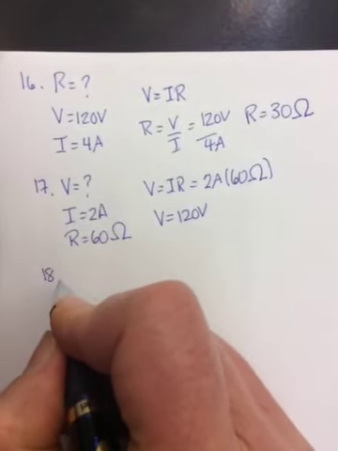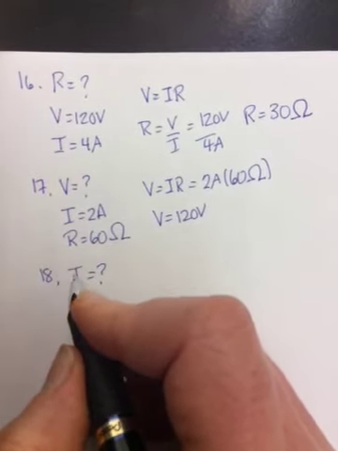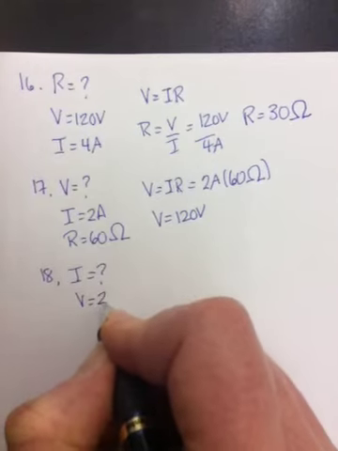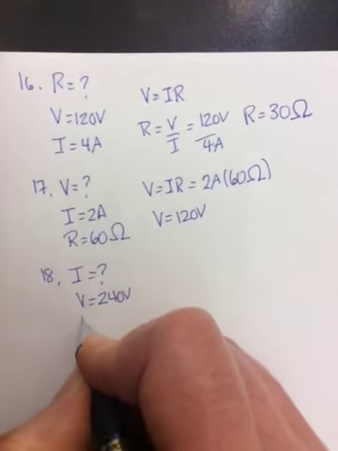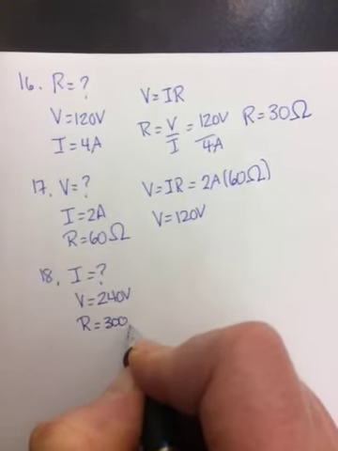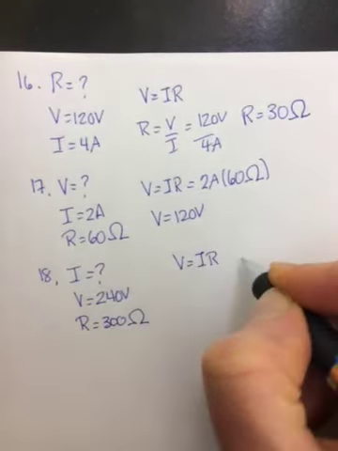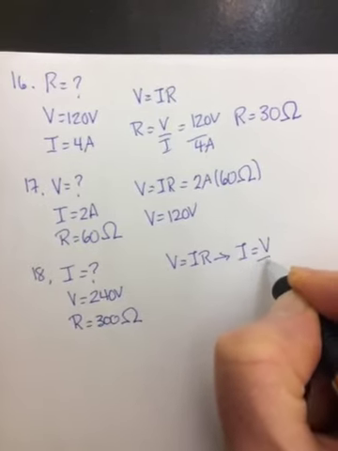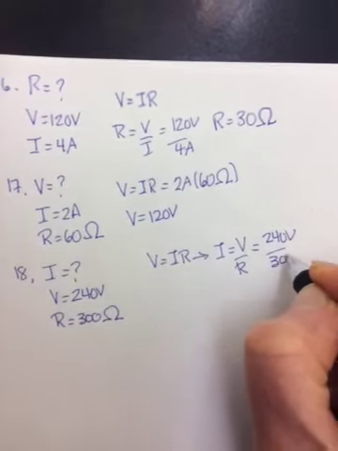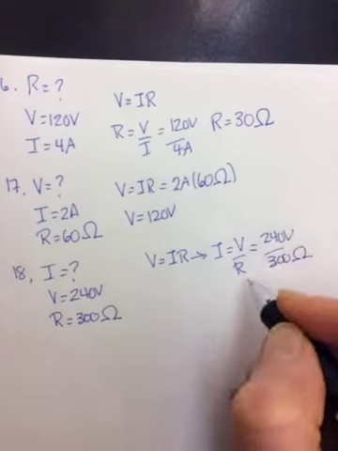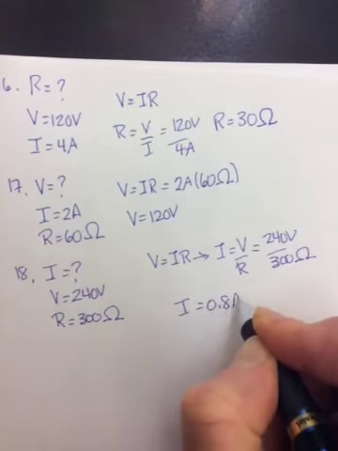And number 18, how much current? This time you're solving for I. In a circuit that has a potential difference, V, of 240 volts, power supply hooked up to a 300 ohm, so R is 300 ohm load. So again, V equals IR, so this time I equals V divided by R, so 240 volts over 300 ohms, 24 over 30, 4 over 5, I should be equal to 0.8 of an amp.